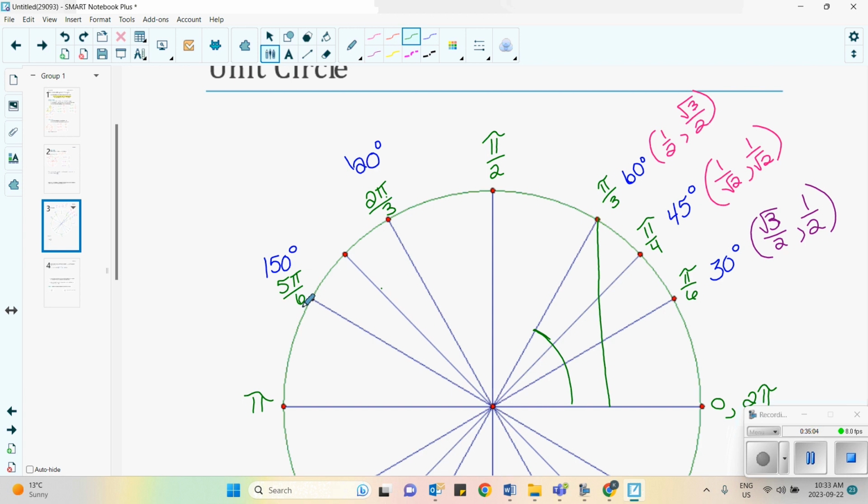Let's go back to our 45. What's 90 plus 45? 135. So what's 135 as a radian? Use my resource. 3 pi over 4. I knew that one.